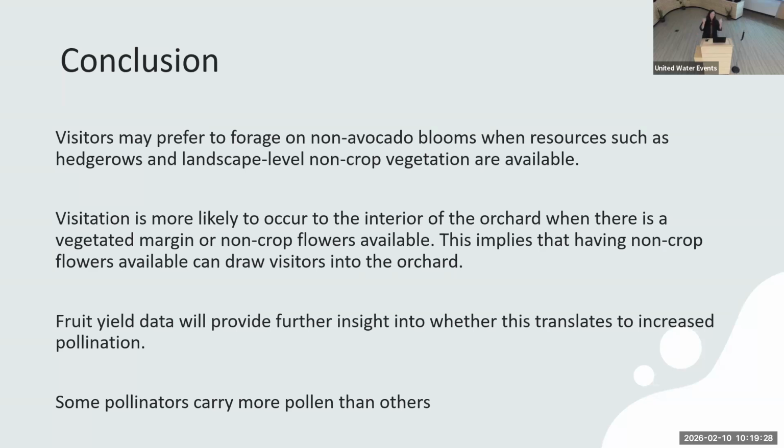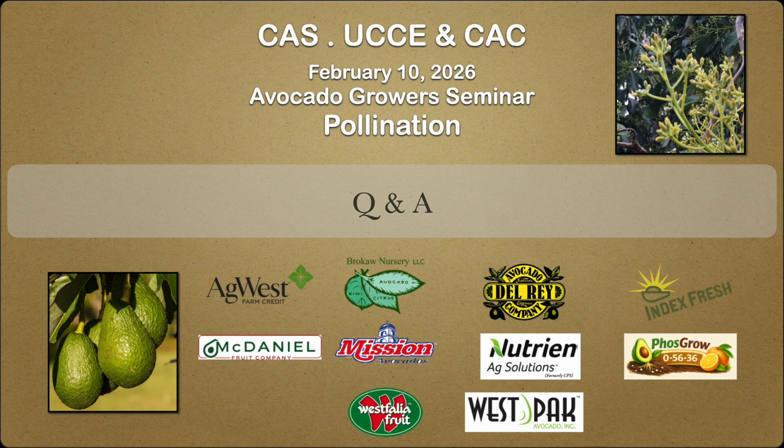We're going to get fruit yield data to share soon, and we'll be able to ask if this is translating to higher pollination. And then some of the pollinators are carrying more pollen than others. We don't know what that means for transferring the pollen on the flowers, but we're seeing that some might be interesting targets for pollination.